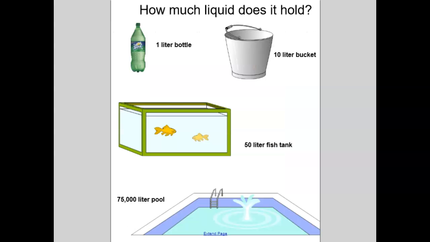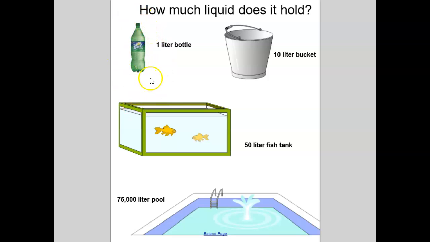Just so that you get more familiar with liters, I'm going to show you some common objects or containers that you might have seen in your real life and tell you how many liters of liquid they hold. This is a 1 liter bottle. If you were to get a bottle of soda to share with your whole family, it would probably be about 2 liters. A 1 liter bottle is something that maybe you would split with just a friend or split 3 ways.